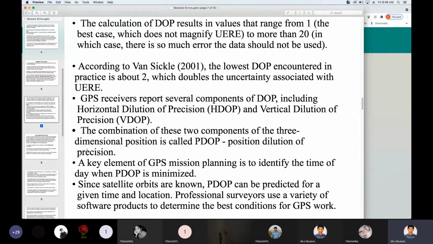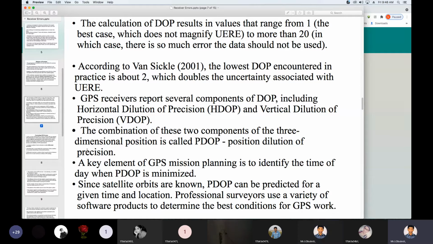The combination of these two components of the three-dimensional position is called position dilution of precision, PDOP.